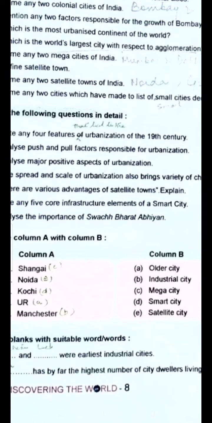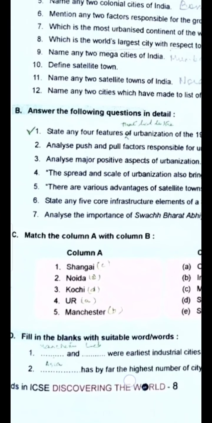Okay, next we come to the fill in the blanks. Dash and dash are the earliest industrial cities. You can name Manchester and Leeds as the earliest industrial cities. Dash has by far the highest number of city dwellers living in slums. And Asia has by far the highest number of city dwellers living in slums.